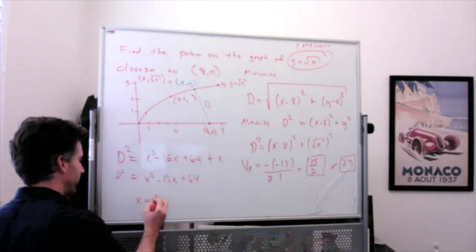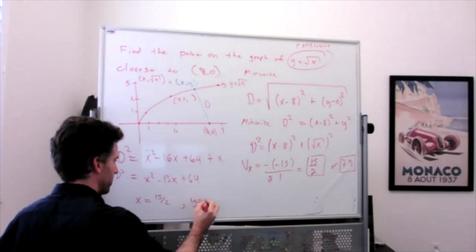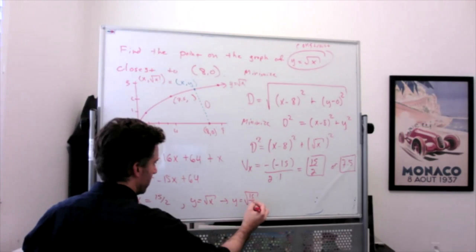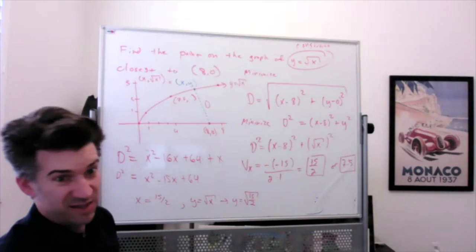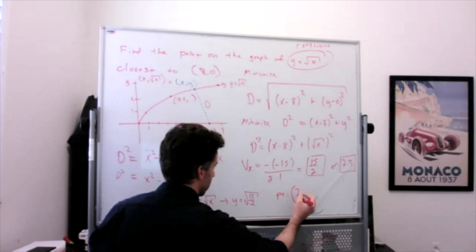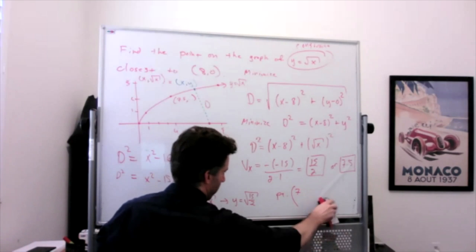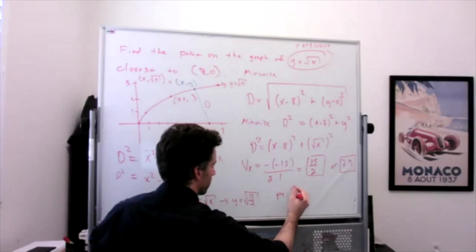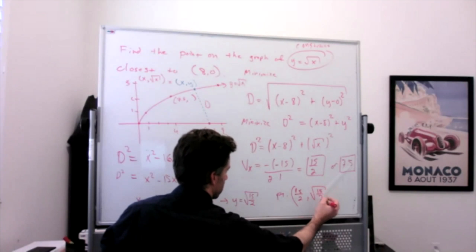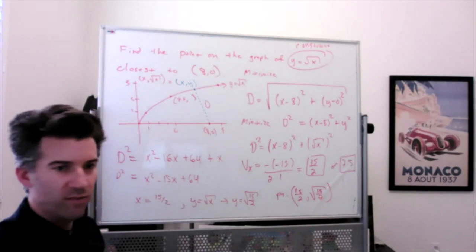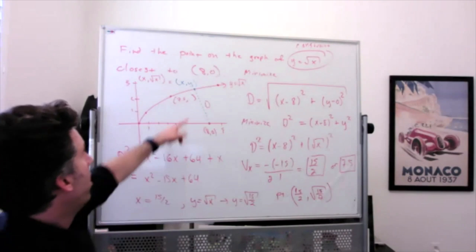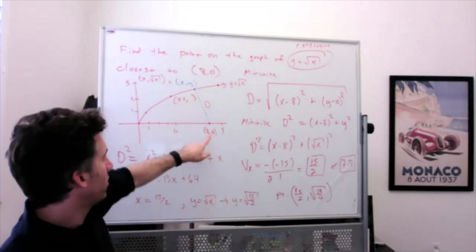So x is 15 halves. y is the square root of x. So y is the square root of 15 halves, which doesn't really simplify at all. It just is the square root of 15 halves. So our point is (15 halves, square root of 15 halves). Or you could write it as (7.5, square root of 7.5). But that is the point on this graph that is closest to that point there.